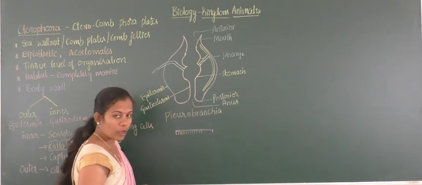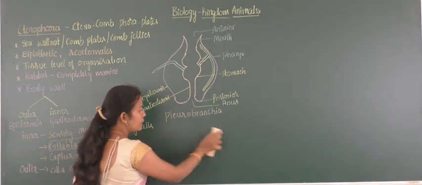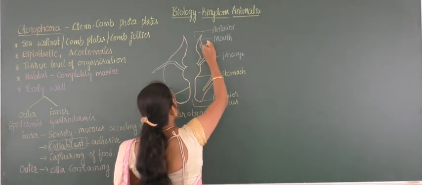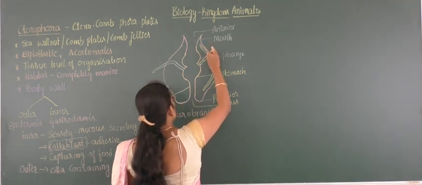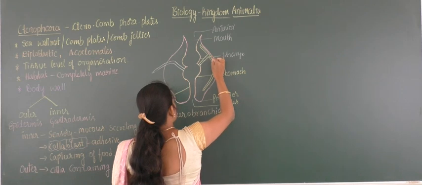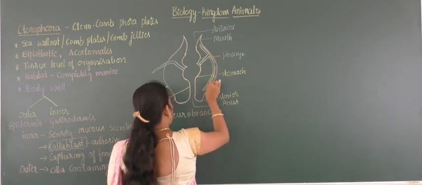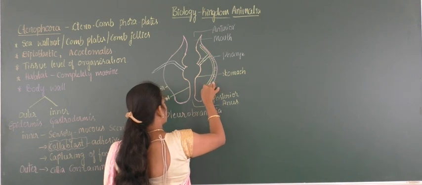In the same way, there will be a presence of comb-like structures which are formed on the outside region. So these are the comb-like structures which are formed on the outside region. Okay?